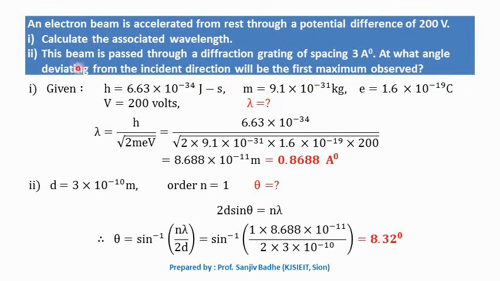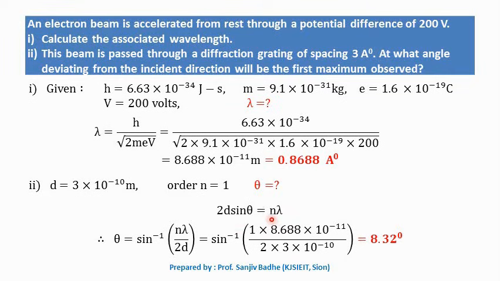Now the second part says the beam is passed through a diffraction grating of spacing 3 angstroms. So the width of the slit in the diffraction grating is 3 angstroms, that is 3 into 10 raised to minus 10 meters. At what angle deviating from the incident beam is the first order maximum observed? So we will write the condition for maximum in case of diffraction. The condition for maximum says 2d sin theta equal to n lambda.